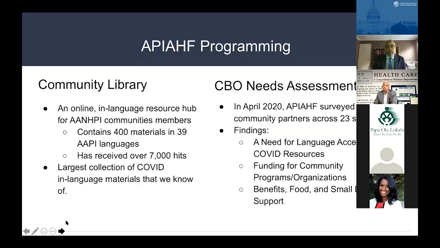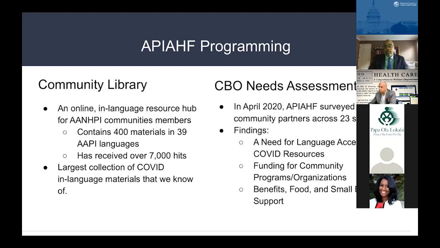Next slide, please. So since the start of the pandemic in the US, the Health Forum has been at the forefront of responding to this public health crisis at the national level. The Health Forum launched two seminal initiatives, which continue to stand as the broadest and largest efforts of their kind. First, we've collaborated with our national CBO network to ensure that our Asian American, Native Hawaiian, and Pacific Islander communities are supported during this time. By doing so, we've created a community library with over 400 materials in 40 ANHPI and Spanish languages. This resource received over 7,000 hits and is also the largest collection of COVID in-language resources that we know of.